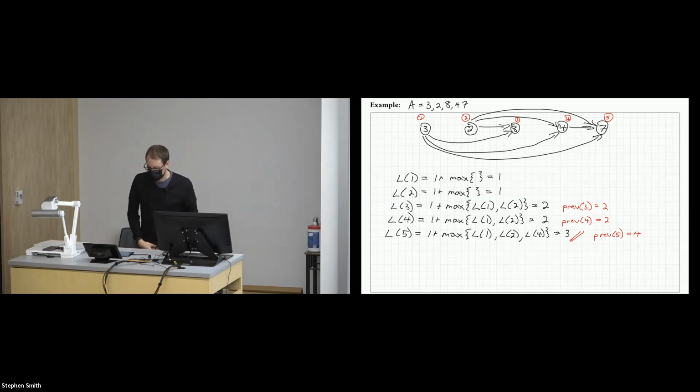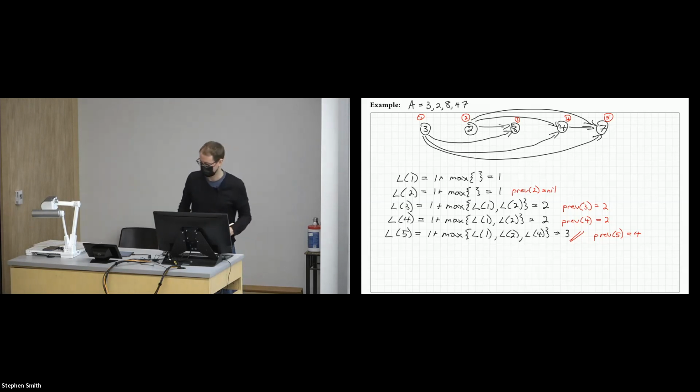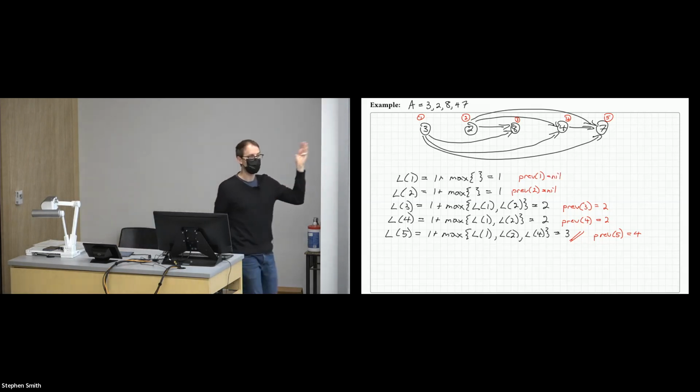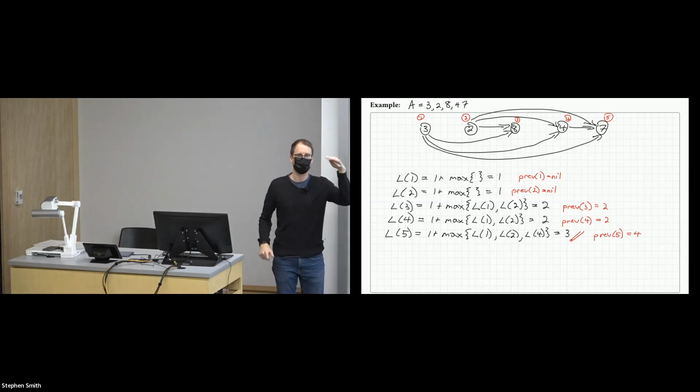And so then I could follow those pointers back, right? 5 points back to 4, 4 points back to 2, and 2 has no parent, because the sequence starts there. Same with 1, I guess. So we didn't write the prev thing into the pseudocode, but it would just be adding an extra line, just like with Dijkstra's and the other ones.